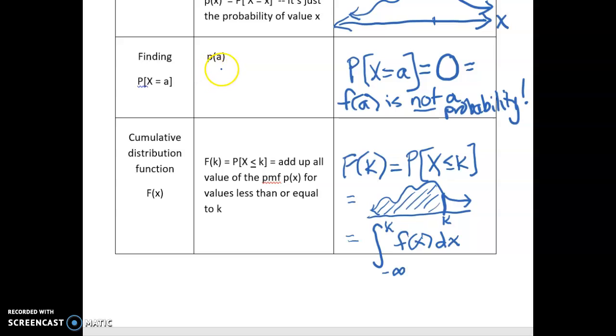If we want to just find the probability of a, now that we know we should integrate, this is like the integral from a to a of something. And that would end up being 0, because you take the antiderivative at a minus the antiderivative at a, and it'd be the same thing. Or you could think of it as the area under the curve at a single point. The area of a line is 0. So there are lots of ways to think about that probability being 0.